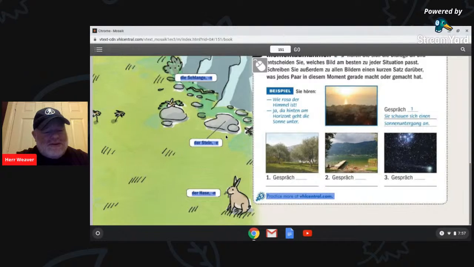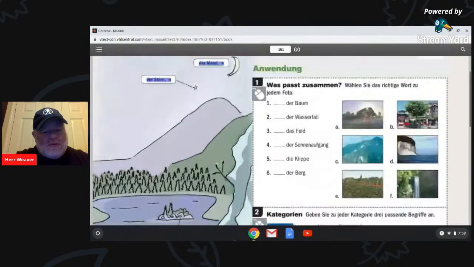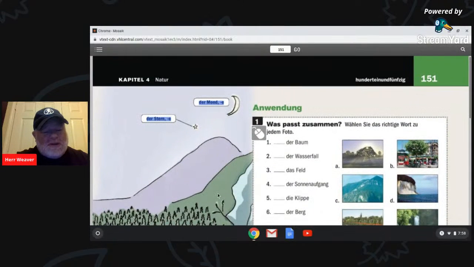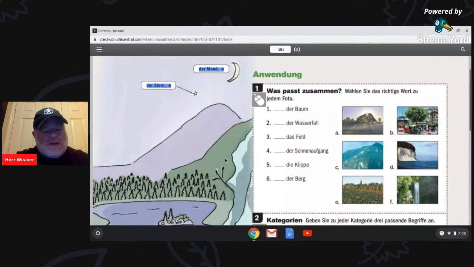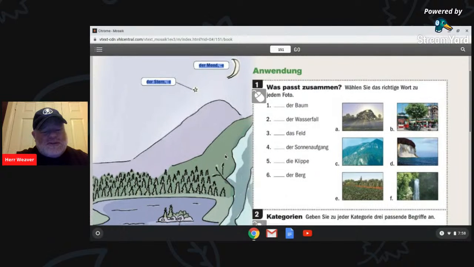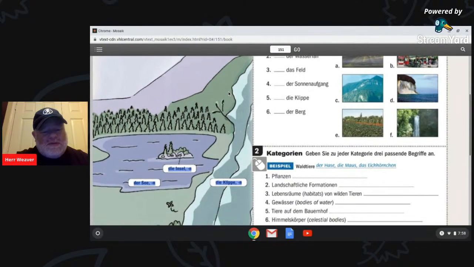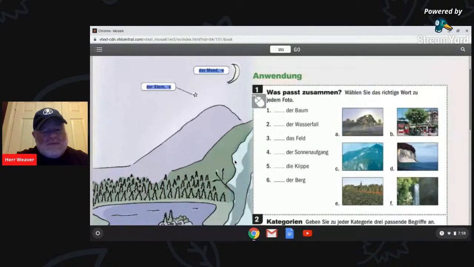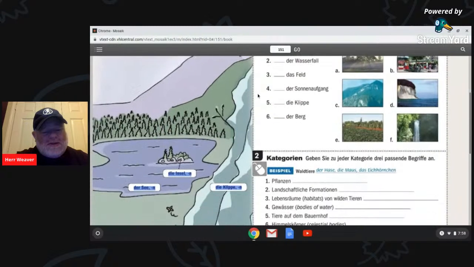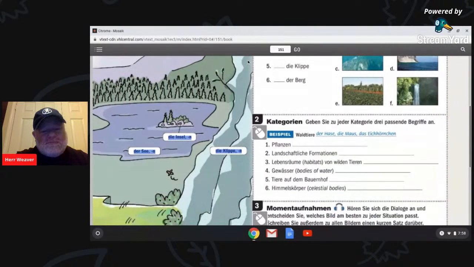Der Stein over here, stone, and then der Hase. Okay, those are all words we just went over. I won't look at this too much here, but there's actually the homework I'm going to give you today. It's just some vocabulary stuff. And those are the first two parts of it right there, are the Was passt zusammen, number 1, and Kategorien is number 2, and we'll go from there.